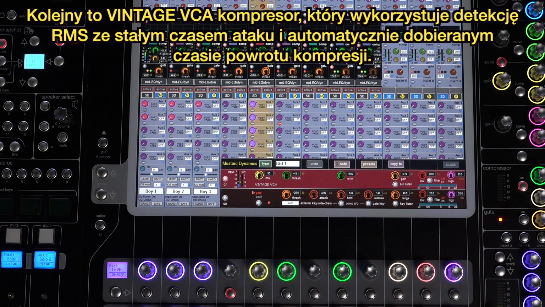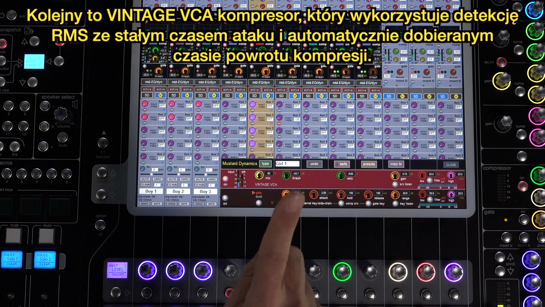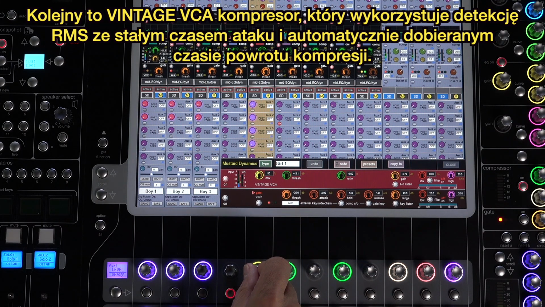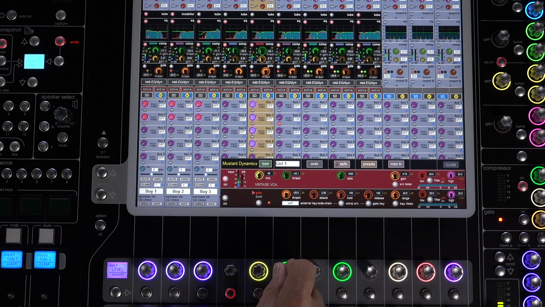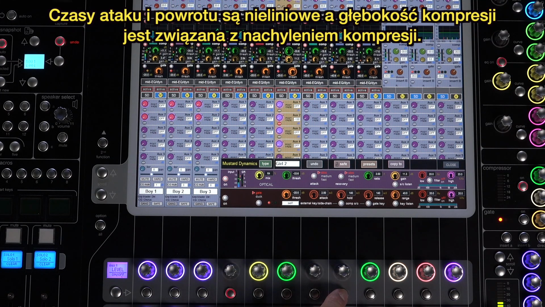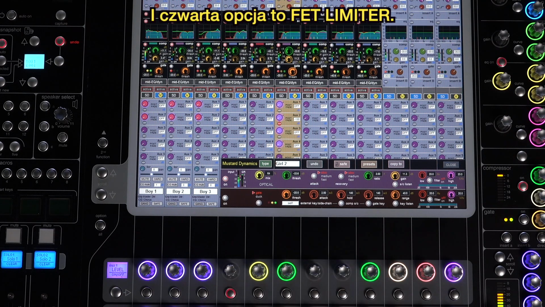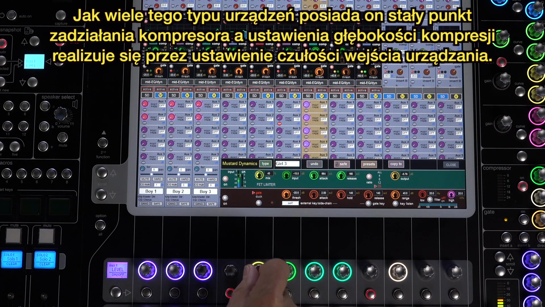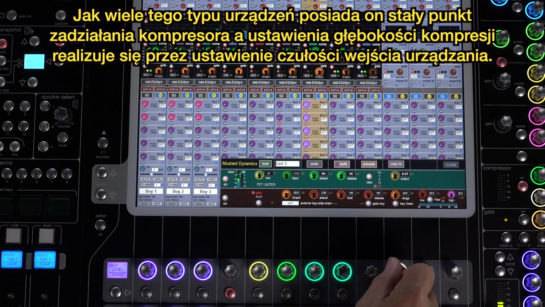Next is the vintage VCA style compressor. It's an RMS detection compressor with a fixed attack time and auto release time. Option 3 is the modeled classic opto compressor. These have unique characteristics provided by the optical compressor circuits. Attack and release are non-linear and the gain reduction is ratio dependent. And option 4 is the FET limiter. Like many FET limiters, this has a fixed threshold, but adjusting the input and output gains does allow complete control over the amount of gain and the final output level.